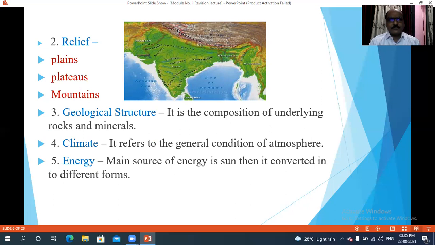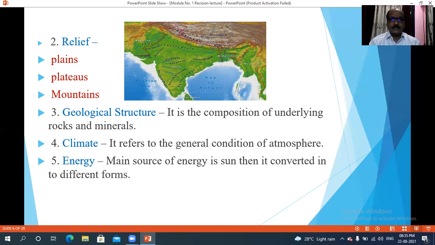Then third is geological structure. The interior part of the earth is also most important, because in the interior there are different kinds of rocks and minerals, and these are useful to us for our economic development. Then climate. Dear students, climate affects agricultural activity as well as other human activity. So what type of climatic condition is found in an area is a most important factor.